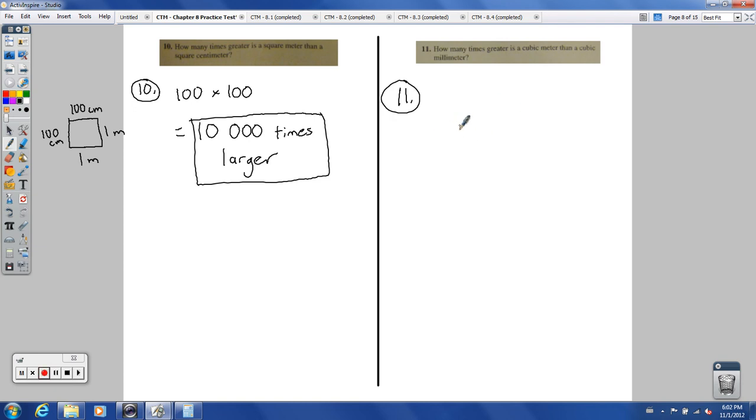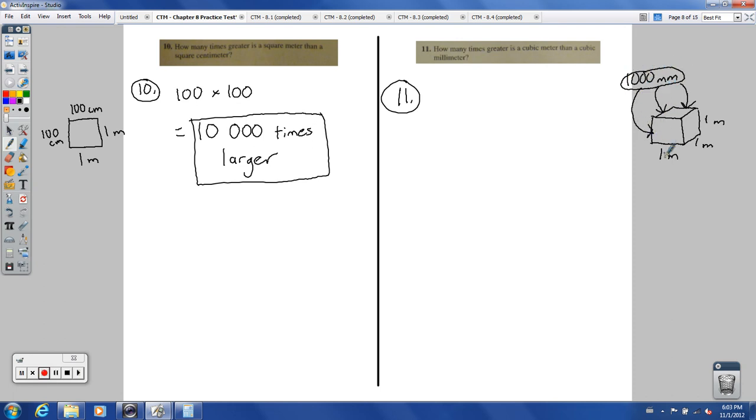Let's draw over here more of a three-dimensional shape now. A cubic meter would be something like this. We'd have 1 meter, 1 meter, 1 meter. That'd be 1 cubic meter. And then all of these now would be 1,000 millimeters. So the base, the length, the width, and the height would all be like that instead. So these are all 1,000 millimeters.